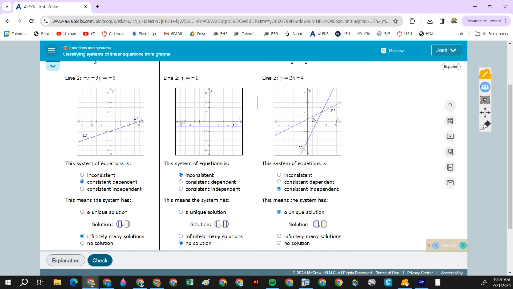So these two have answers, so they are consistent. This one does not have an answer, so it's inconsistent. A single intersection is independent, and it has a unique solution. Infinite solutions would be dependent. Okay.